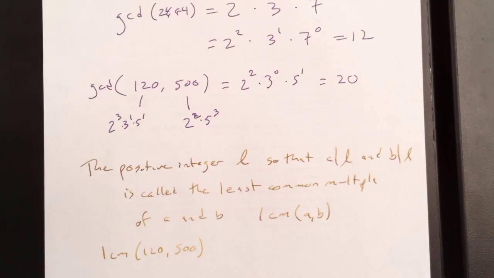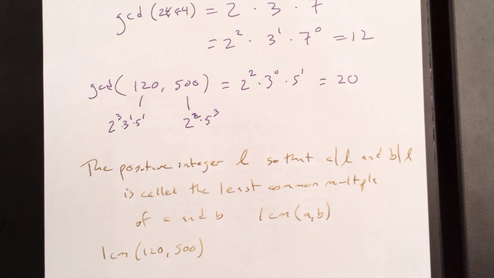Now I could do this the hard way. I could start listing out all the multiples of 120 and all the multiples of 500 and see where I run into the same thing. I'll be here for a week. So let's take our prime idea again. Let's go back and look at those prime decompositions up there.